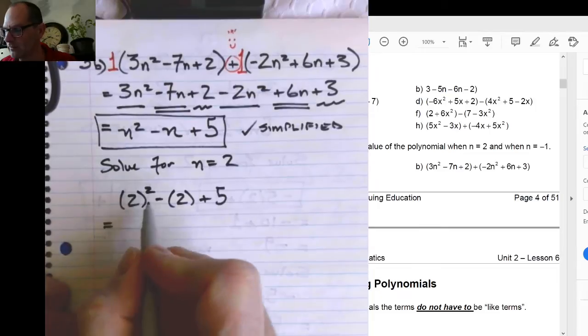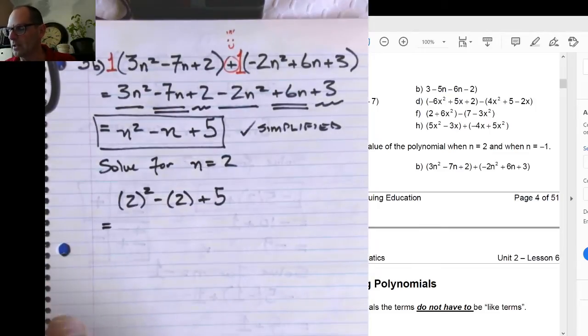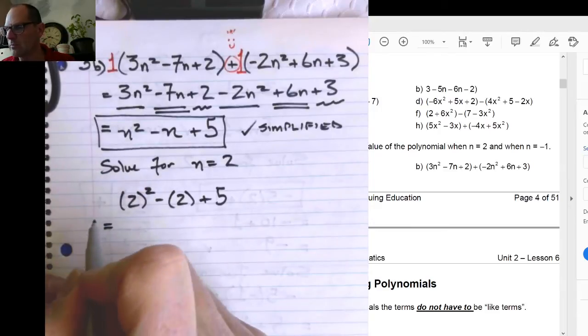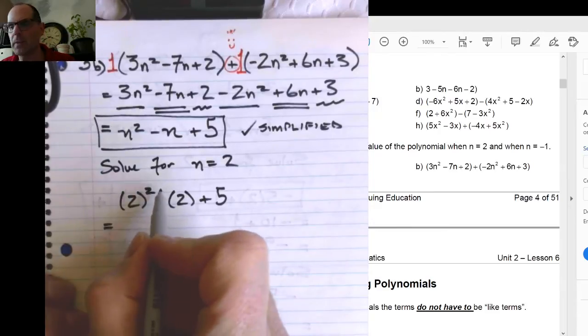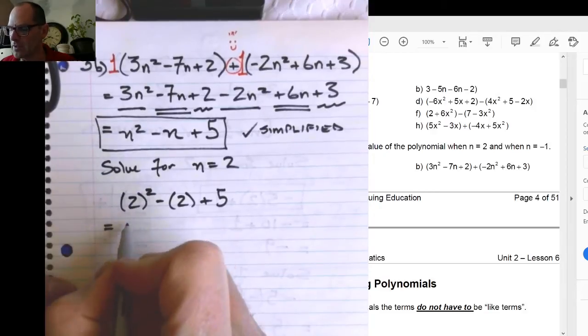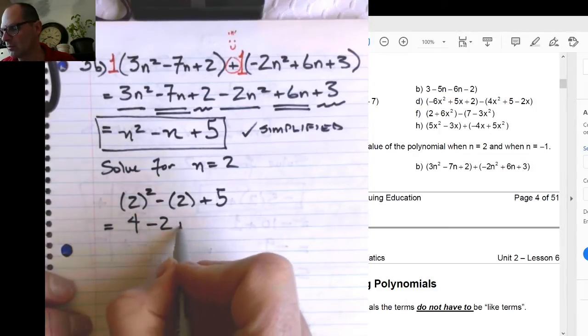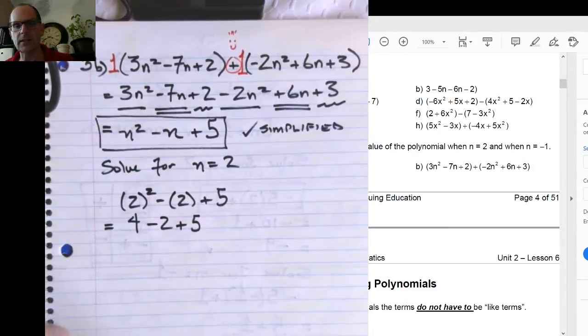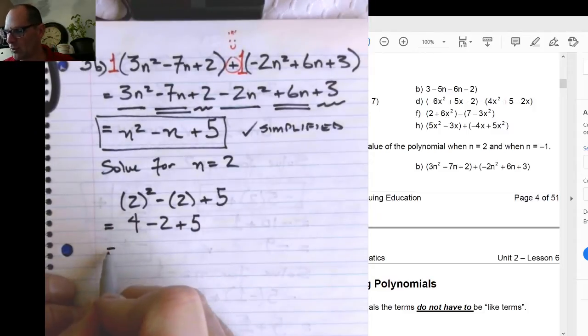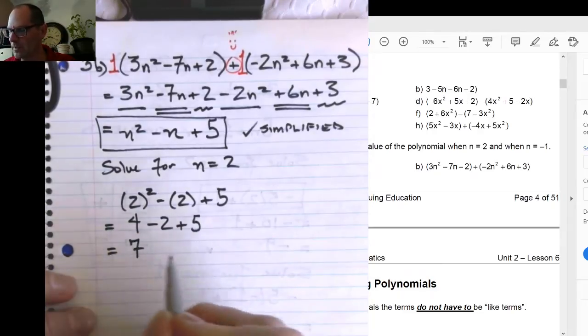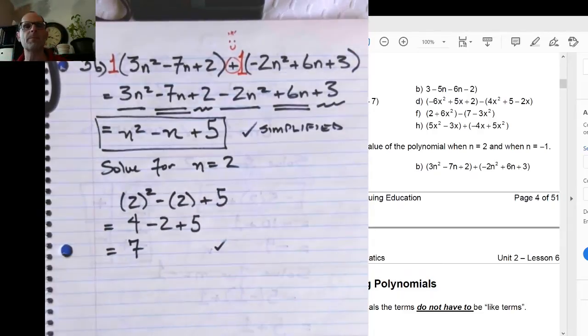Now it's a matter of solving for this and collecting all of those terms. Now 2 squared, again the squared term, the 2 exponent on top means we multiply 2 times itself, so this becomes 4. There's no sign in here, so this just becomes negative 2, and then the plus 5 down at the end over there. 4 minus 2 is 2, and then add 5, and we're left with 7 as a final answer there.